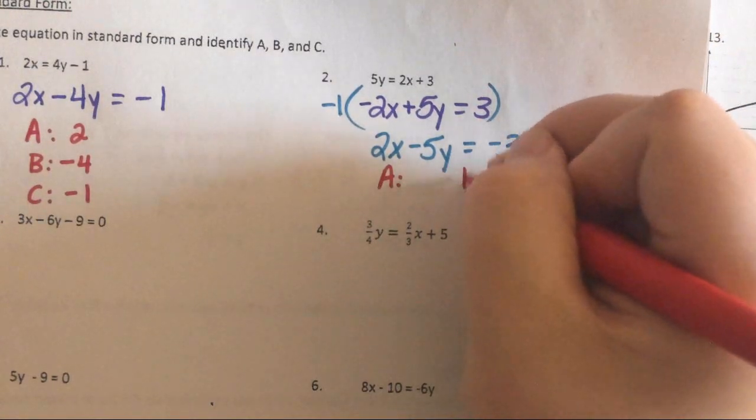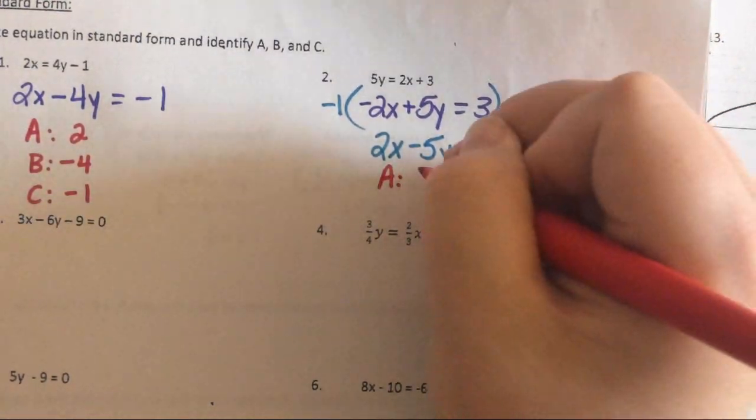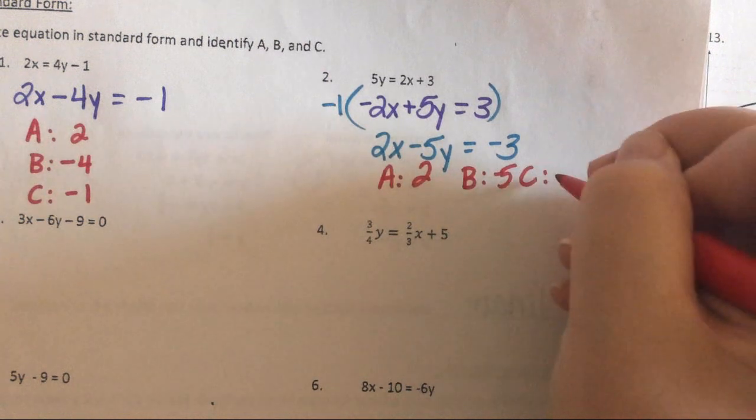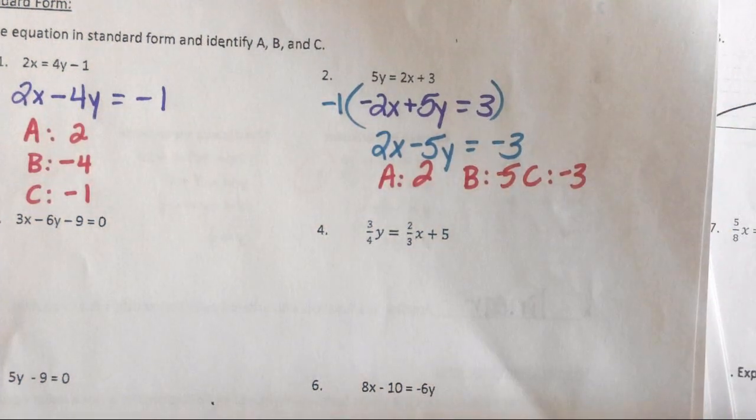So now, Seth, what is my a, b, and c? A is 2, B is negative 5, C is negative 3. Perfect, and you can have a point.